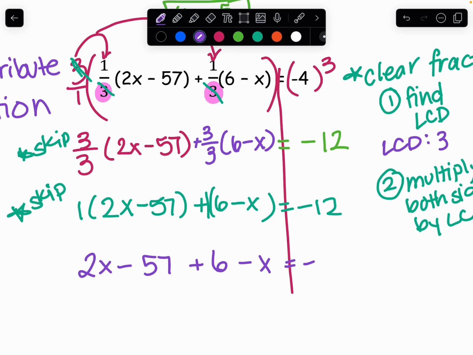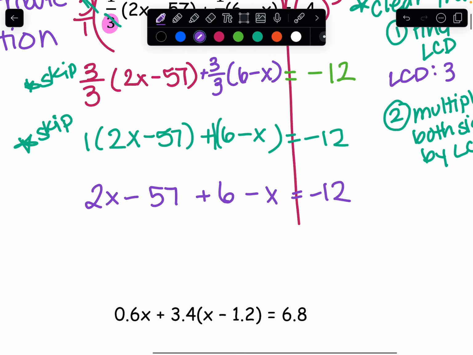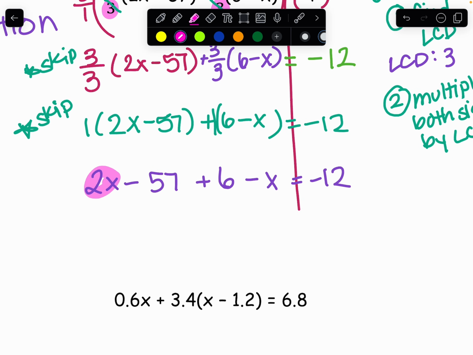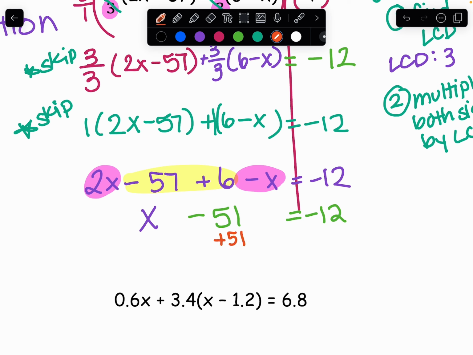For your problems, okay? So we get 2x minus 57 plus 6x minus x. I am going to combine my like terms. So remember, like terms are the same variable and same exponent. So I'm left with x, and then I'm going to combine my other like terms, which are these. Negative 57 plus 6 is negative 51 equals negative 12. My last step is just to add 51 to both sides to get x equals 39.